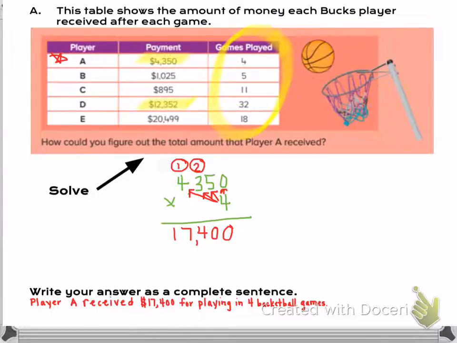Since we didn't have a full name for player A, we just start with calling him that. It gives the detail of how much and the detail of the fact that it's for 4 games. Okay, make sure to correct any work that you have wrong before you move on to the next example.